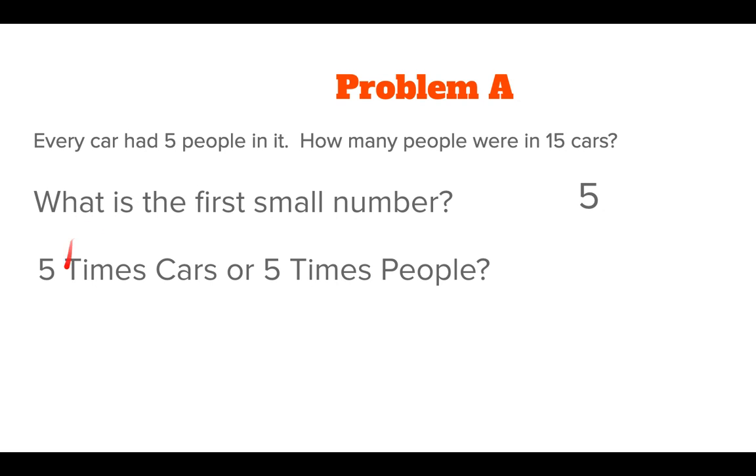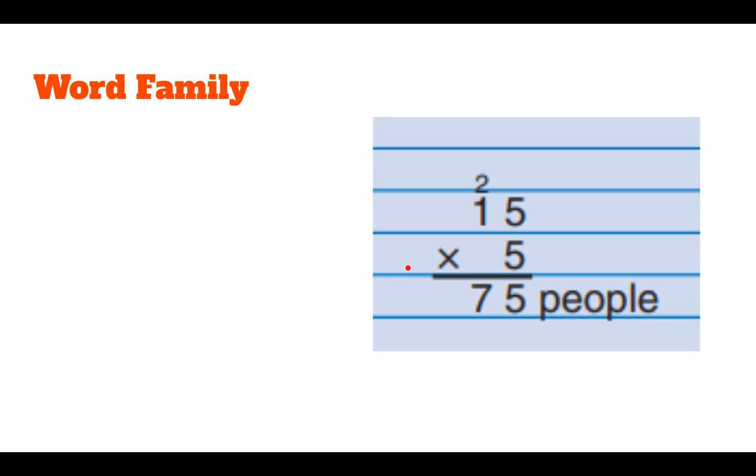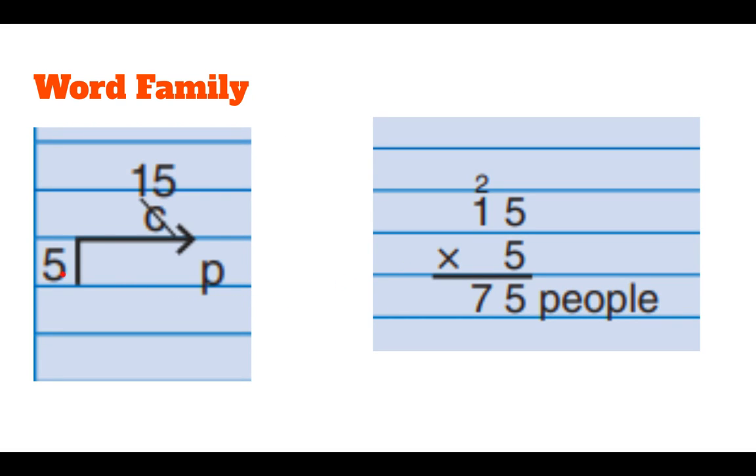Now, were there 5 times as many cars or 5 times as many people? Thinking about that, are there more cars or more people? In this case, there are more people than cars. So let's see what that looks like. We have 5 times 15, number of cars, will give us the people. 15 times 5 is, let's find out, 5 times 5 is 25. 5 times 1 is 5, plus 2 is 7. That gives us 75 people.